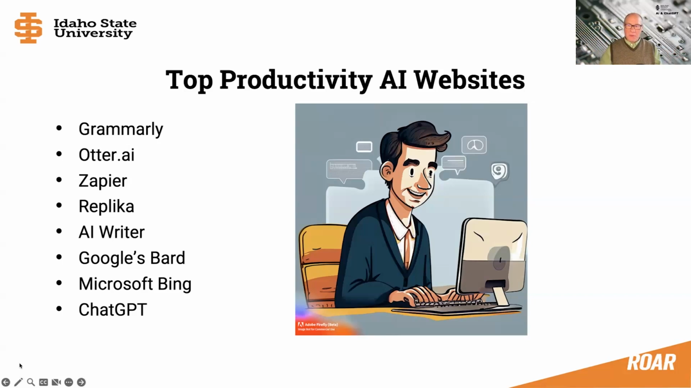Zapier is a tool that connects all your online accounts. So basically it will connect your email account with your reminders or your calendar account automatically, so that when you input something into one, it will go to another, and there are thousands of online accounts that they'll talk to each other. Replika is something that I just heard about.